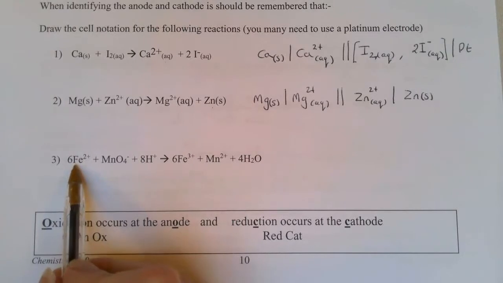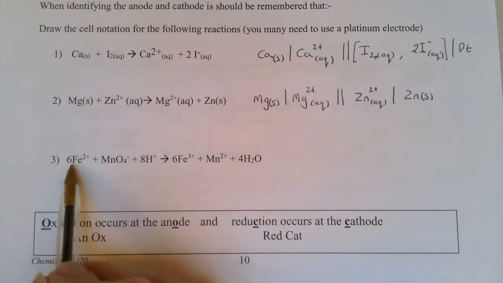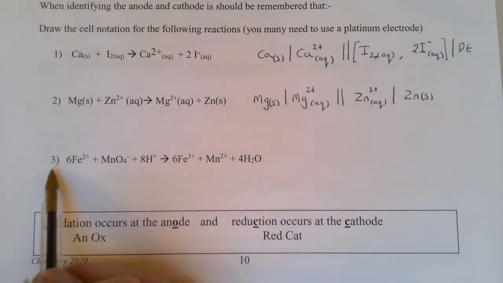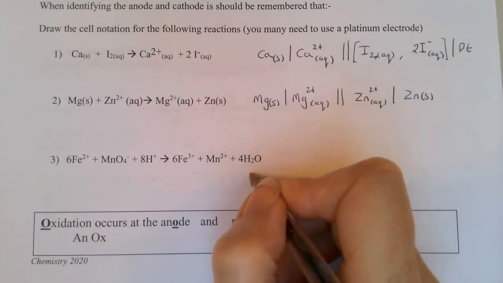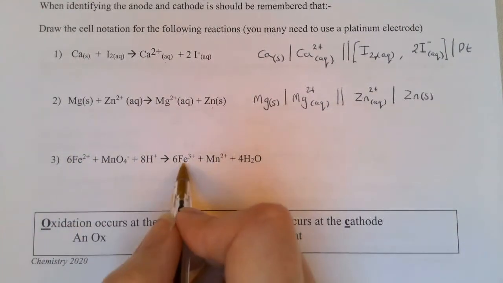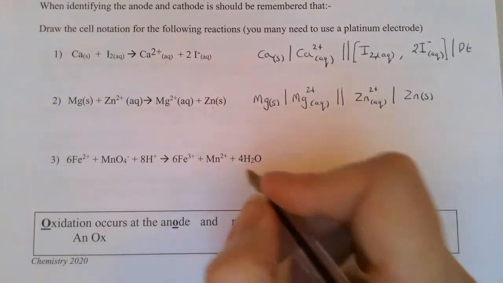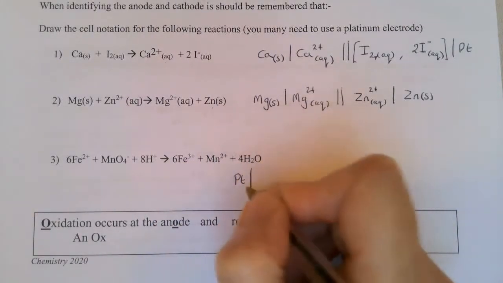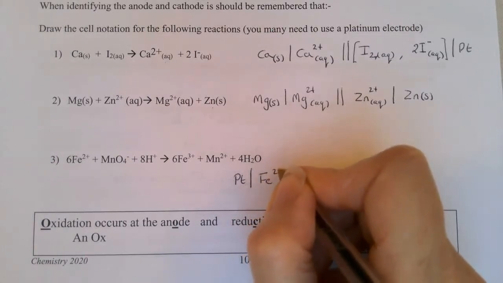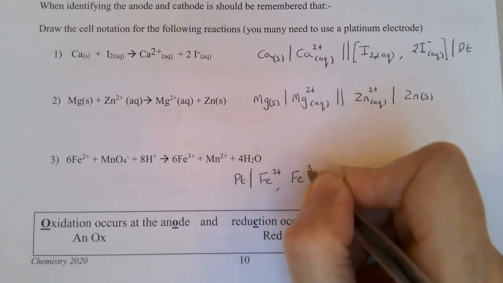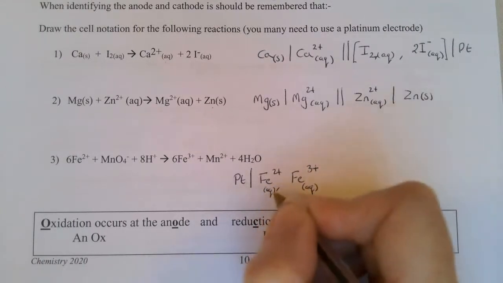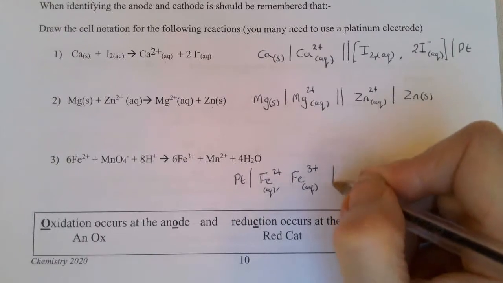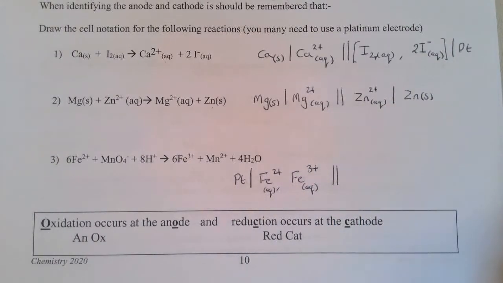The last one here, I have iron 2+ being oxidized by manganate to iron 3+. So this is my oxidation reaction, and it goes first. Notice we're going to lose the 6 in front of here because we're just doing the cell diagram. So I have Fe2+, which is aqueous, going to Fe3+, which is also aqueous. So I am going to need a platinum electrode, and they're in a different phase from the Fe2+ and the Fe3+. Notice the comma that separates those two because they are the two components. Again, double line to represent the salt bridge.